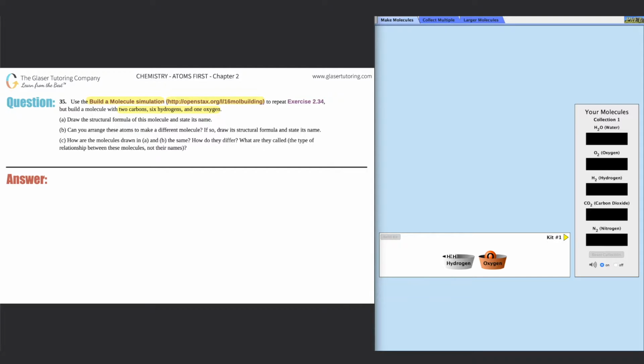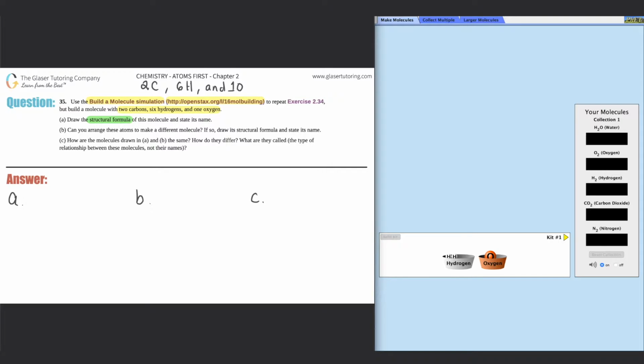And then we have A, B, and C, so I'm just going to write A, B, and C here. And I'm going to put up top here so that I don't forget: we need 2 carbons, 6 H's, and 1 oxygen. For letter A, it says draw the structural formula of this molecule and state its name.